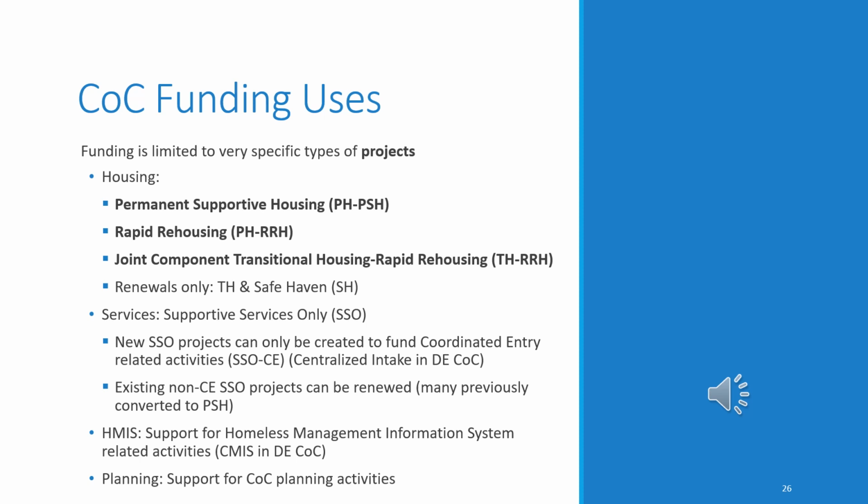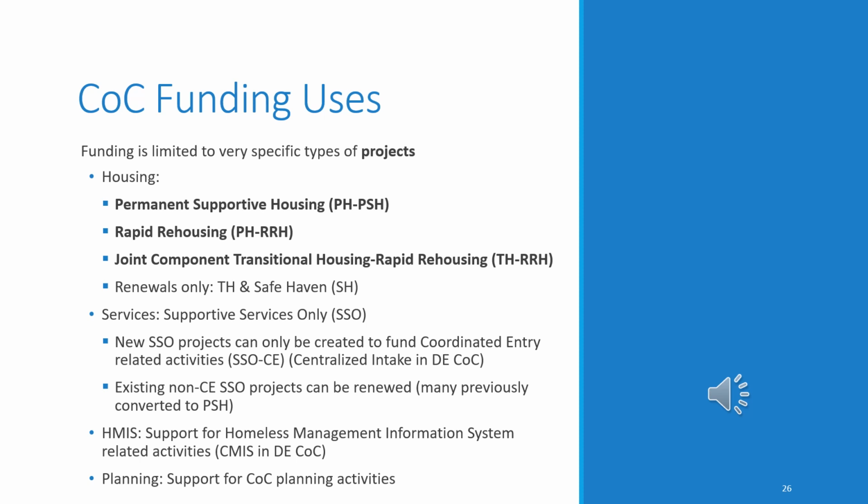For housing, CoCs can renew or create projects for permanent supportive housing and rapid rehousing, which are both considered permanent housing options. CoCs can also renew or create projects through the joint component transitional housing to rapid rehousing project type, which, as it sounds, combines transitional housing and rapid rehousing uses. CoCs can renew transitional housing and safe haven projects, but have not been allowed to create new projects of either type in recent years. For services, CoCs can create supportive services only projects.